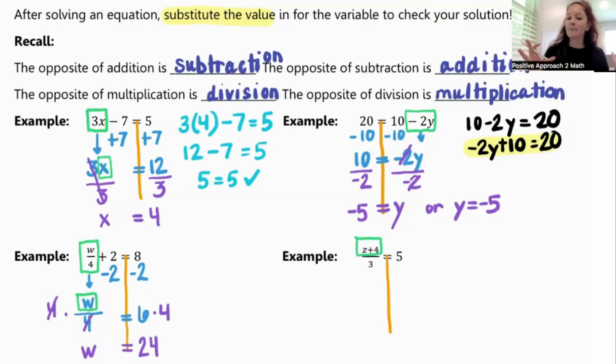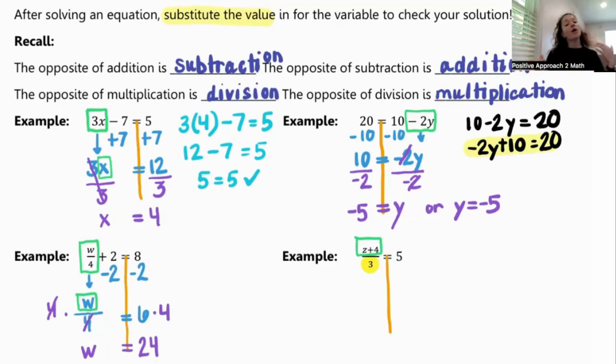So I call these my beefier fractions. They're not the super skinny ones. And when we see those beefier fractions, we need to get rid of this first. I can't do anything with z or plus 4. They're kind of like glued together with addition, and they're locked in the house because of that division of 3. So we can't set them free until we undo that division of 3.